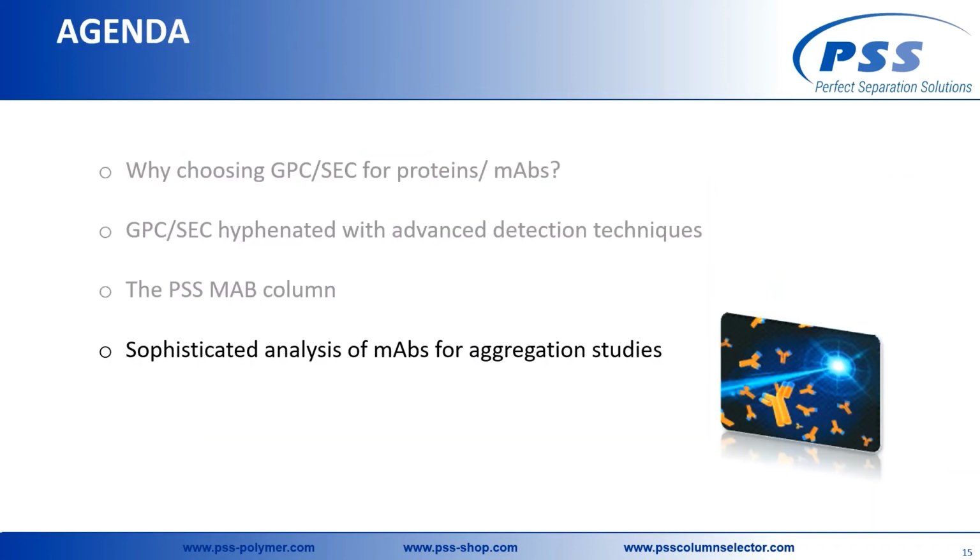With the presented analytical tools in mind, we will change the subject and have a look at applications using our PSS SECurity Square system, including the new PSS MAB column, as well as the SLD 2020 light scattering detector for a sophisticated characterization of proteins and MABs.